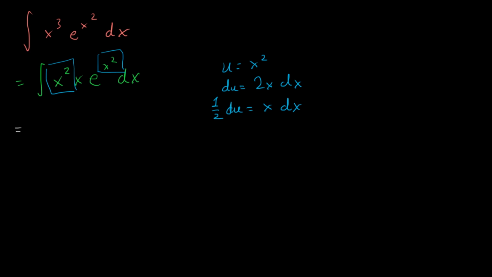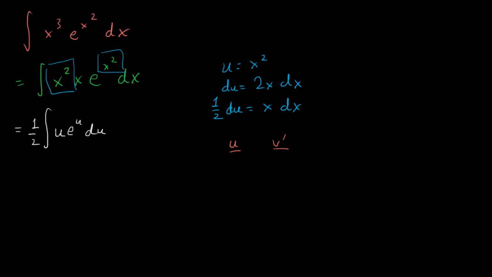So we have half du right here, so we can bring out the half. Half times the integral of, so x squared here, that's u, times, and then x dx, that's the half du, and then e to the u du. And then this is something that we can now use integration by parts on. So we get u v prime. And keep in mind this u and that u are different. Could have used a different variable for the substitution, but whatever, just keep that in mind.